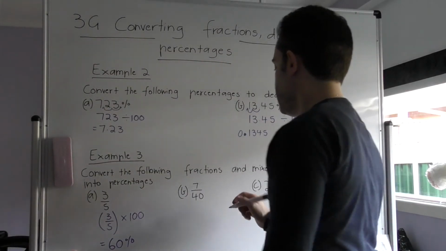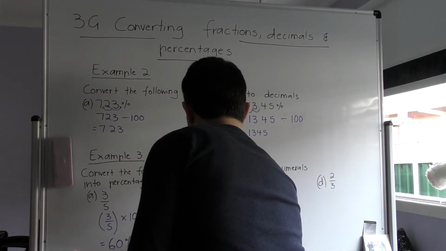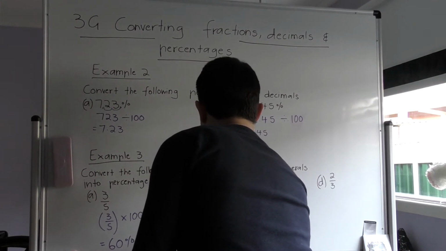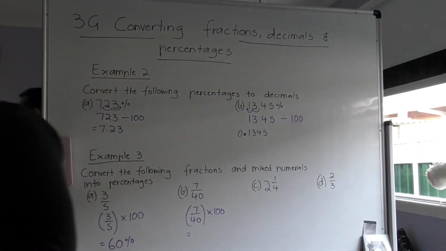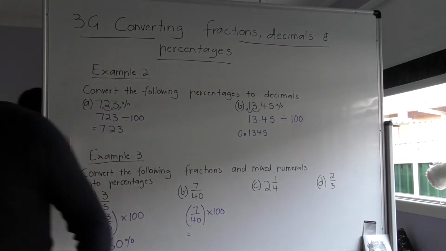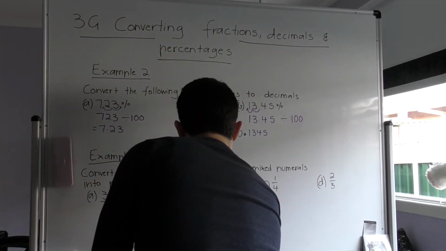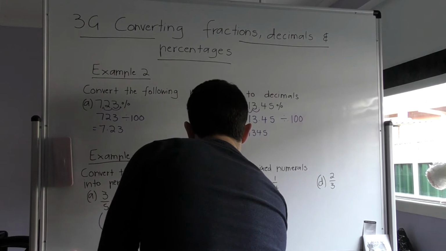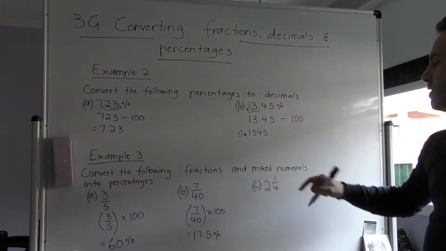And then this one here, 7/40 again, we're going to put that in a bracket. We're going to times it by 100. And you will get 17.5%. You don't have to answer it in a fraction form. Okay, over here we've got 2 1/4.